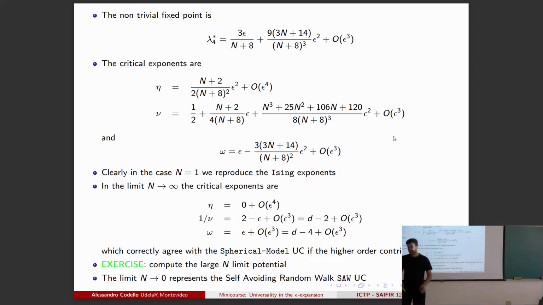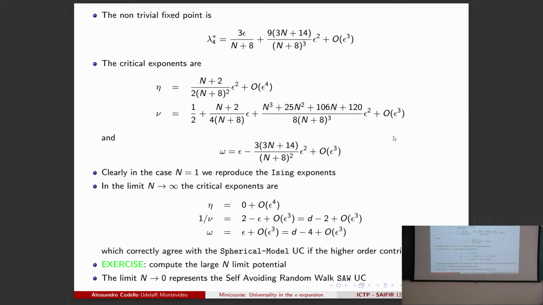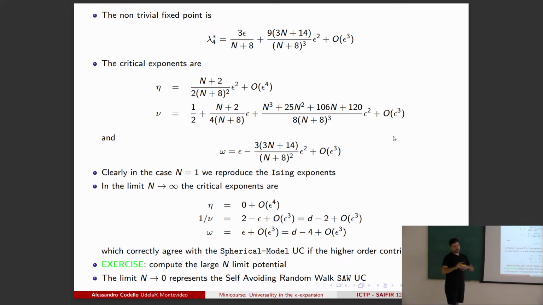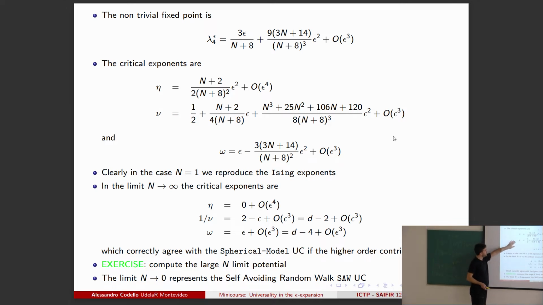Then the O(N) theory can be deformed both with O(N) symmetric perturbations and O(N) asymmetric, anisotropic ones. We're not going to go into that, we're just going to look at the 3 typical exponents, which are eta, nu, and omega. And these are their expressions. Clearly we reproduce the Ising case.